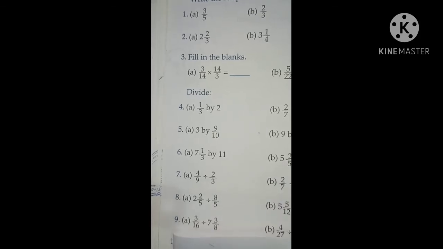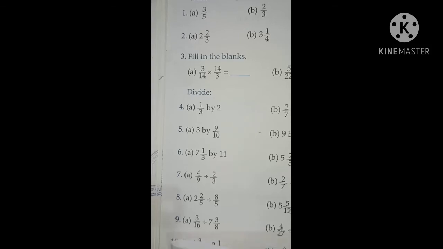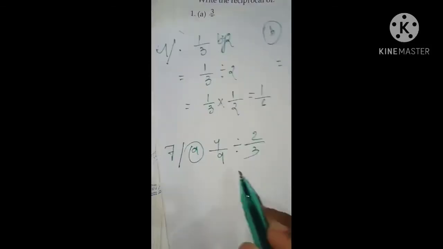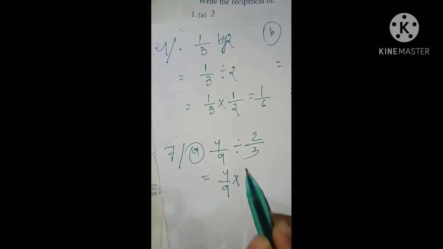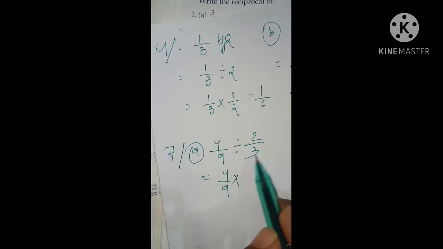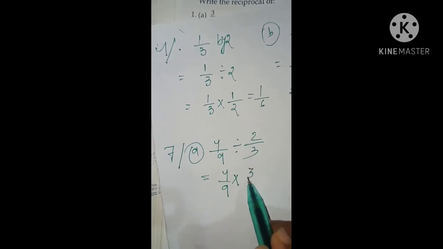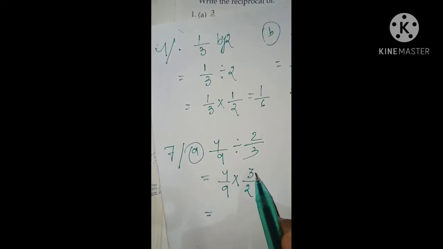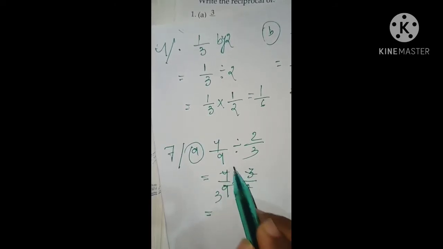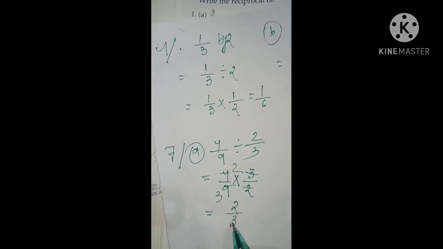Similarly 5 number you can solve, 6 number you can solve. Let me do 7 number A, that is 4 by 9 divided by 2 by 3. Whenever you change this into multiply form, you write the reciprocal of this number. This one will be 3 by 2. Now is there any cancellation? 3 threes are 9 and 2 twos are 4. So this one will be 2 by 3.